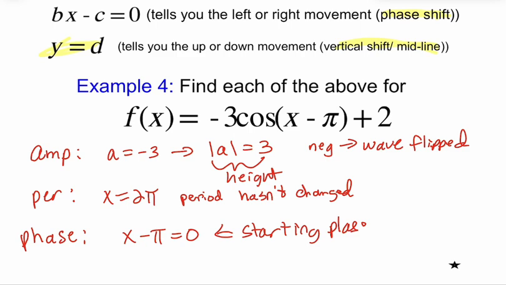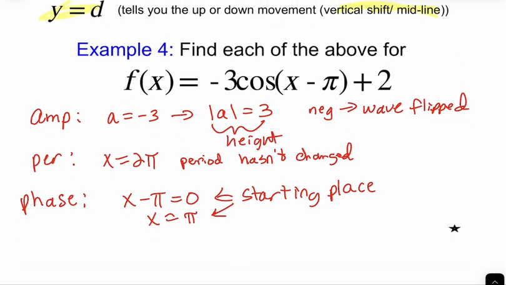Now, normally, we should start at 0. You know what I mean? It makes sense, right? We've started at 0 in our parent functions. But this tells us we have a new starting place. And you just add a pi to both sides. In this case, our starting place is at pi. So this graph does not start at 0. The wave starts at pi.